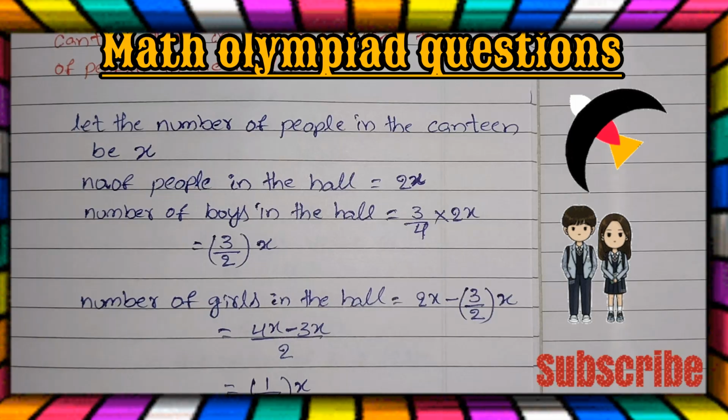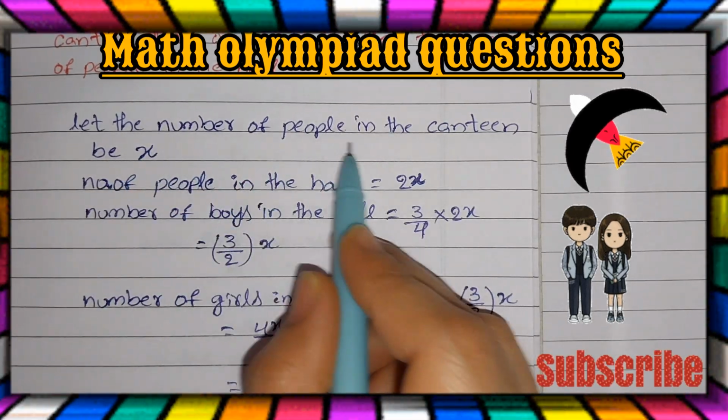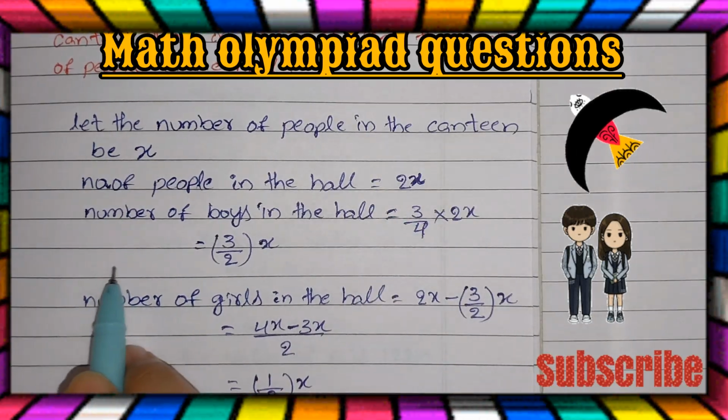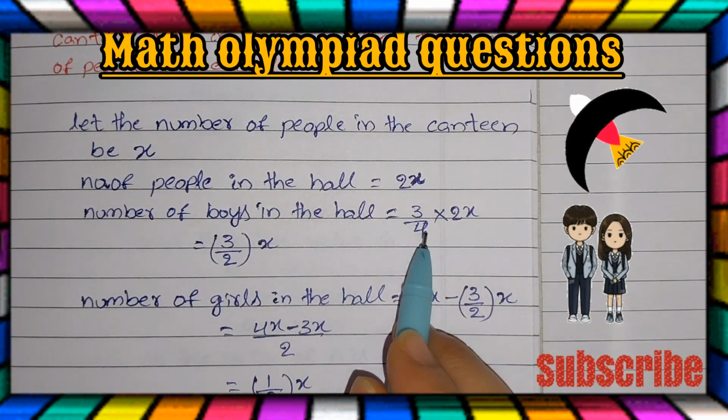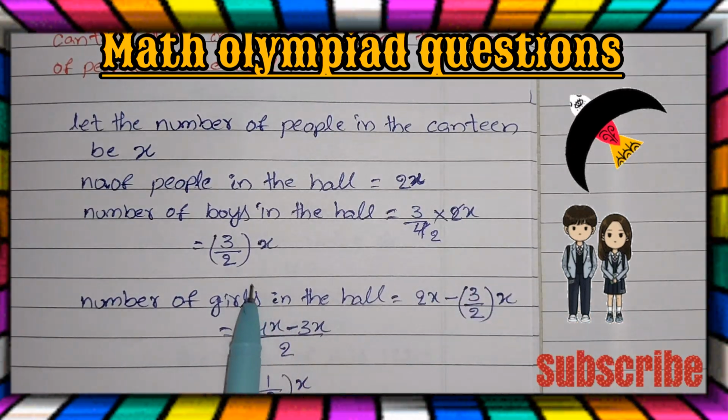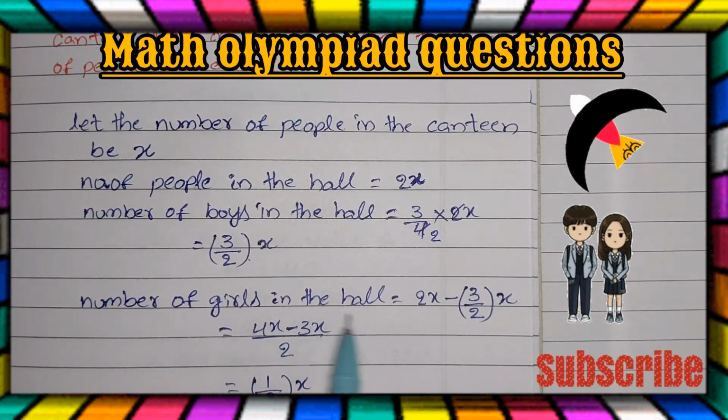Let's see how to solve this problem. Let the number of people in the canteen be x because we don't know the number. Number of people in the hall equals 2x. Number of boys in the hall equals 3 by 4 multiplied by 2x, which is 3 by 2 of x.